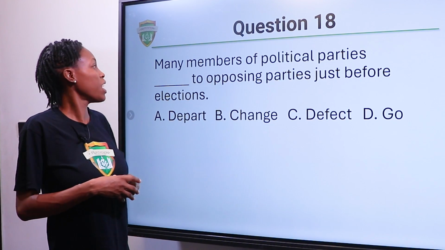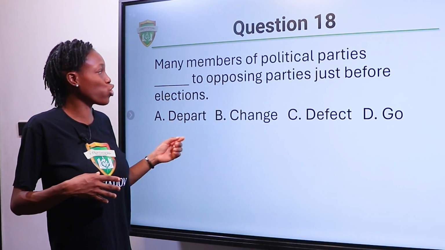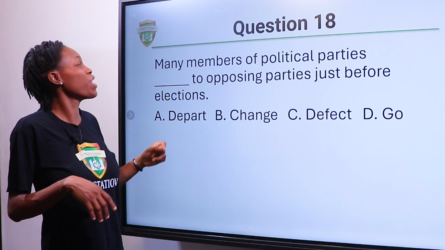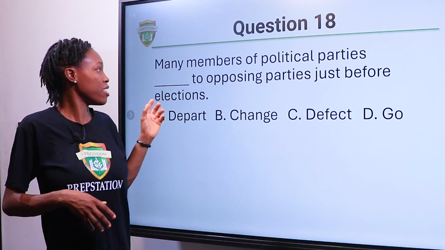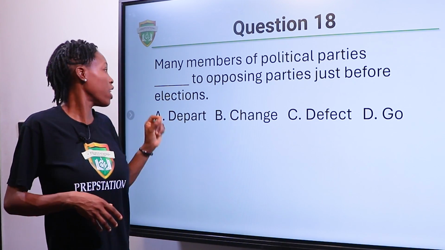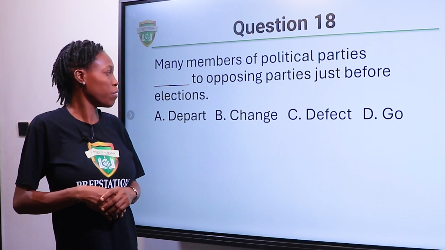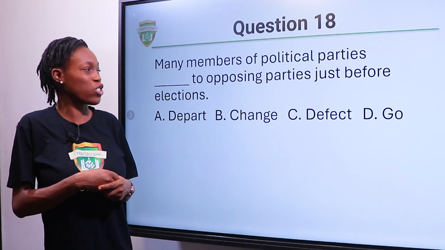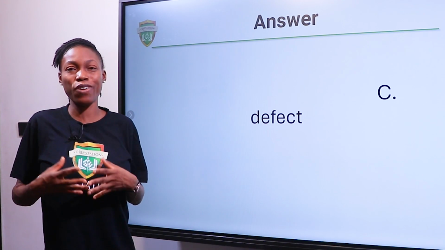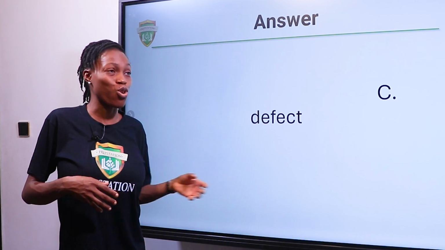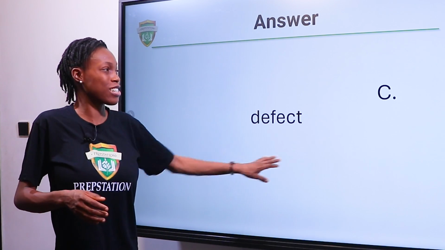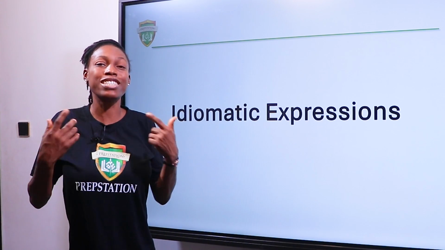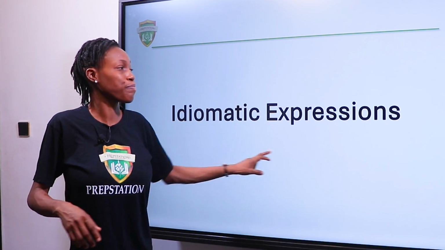Question 18. Many members of political parties dashed to opposing parties just before elections. A, depart. B, change. C, defect. D, go. The answer to this question is defect. So they defect to political parties. They don't go. The word is actually defect. We look at idiomatic expressions, the words that best interpret the words given.